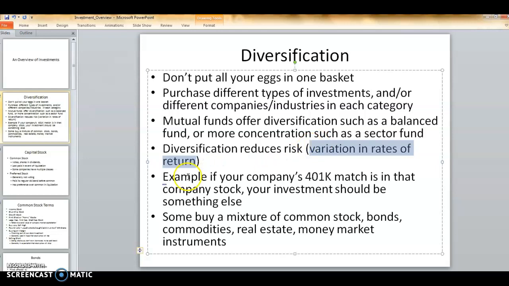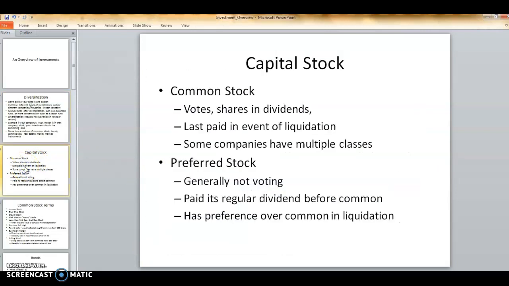Right? An example of diversification would be if your company matches your contributions on a 401k and your company's match is in terms of your company stock, then you would not want to invest in that company stock yourself. You wouldn't want to be putting all of your money in that one specific company investment. Some people buy a mixture of common stock, bonds, commodities, real estate, money market instruments, etc. as ways of diversification for themselves.